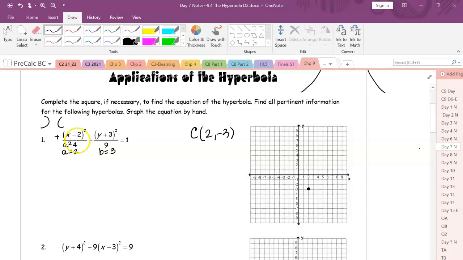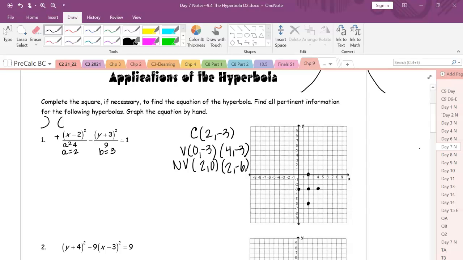My a value is 2 and it's underneath the x, so I'm going right 2 and left 2. Those are going to be my vertices. So that's at 0, negative 3 and 4, negative 3. My b value is 3. I'm going up 3 and down 3. Those are going to be my non-vertices, and those are at 2, 0, and 2, negative 6.